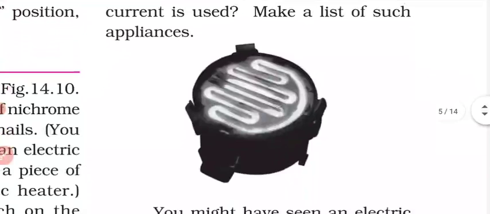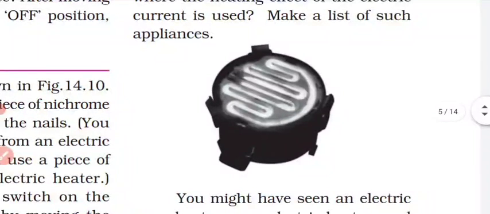For example, if we have this electric heater, we can easily observe that whenever the electric current passes through this element, it starts heating up and becomes red hot. It will emit light as well as heat. So this can easily be used for cooking.